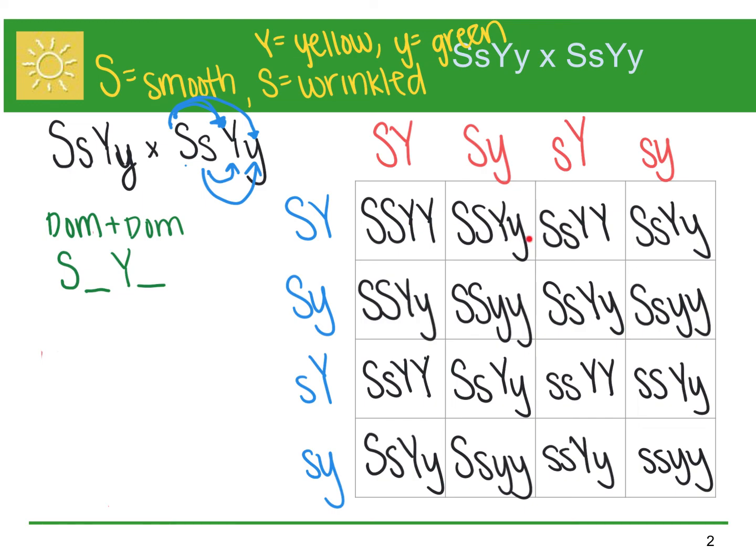Now we're going to look at the boxes and count how many have at least one capital S and one capital Y. I think it's helpful to put a star or a dot in the box so you know not to double count it. Okay, let's count. 1, 2, 3, 4, 5, 6, 7, 8, 9. Do you agree with that? Okay, so I'm going to record 9. So we have 9 offspring that are dominant.